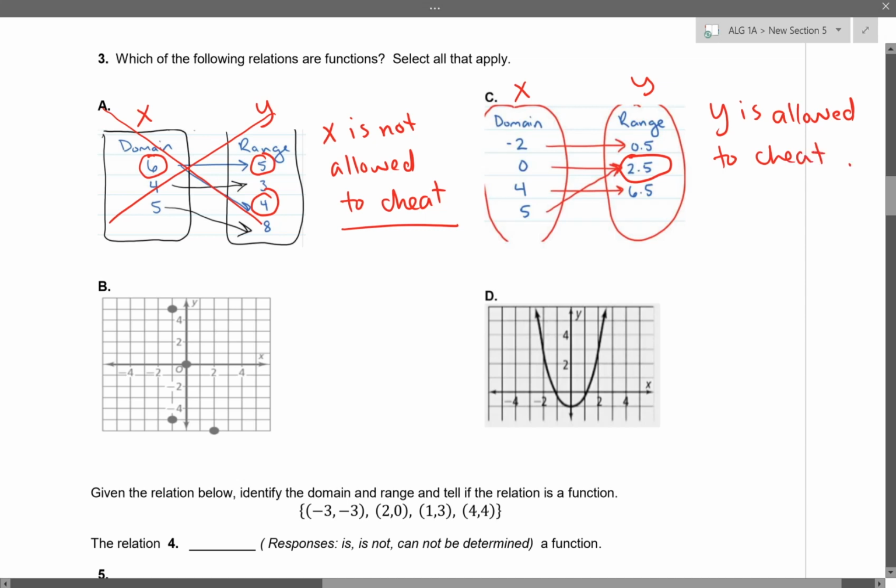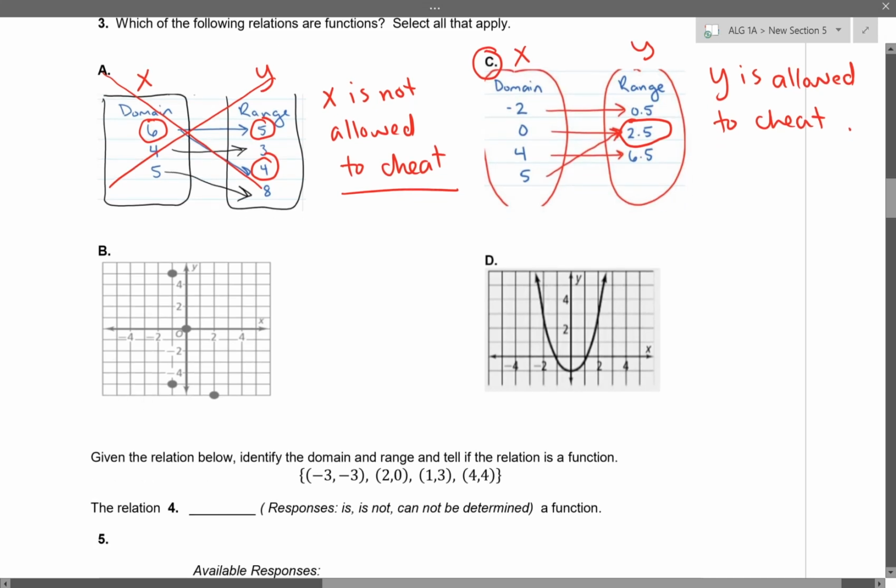Alright? Y can have as many numbers on this side as it wants. X cannot. So therefore, C is a function. Let's continue. This one right here. Would this be considered a function?